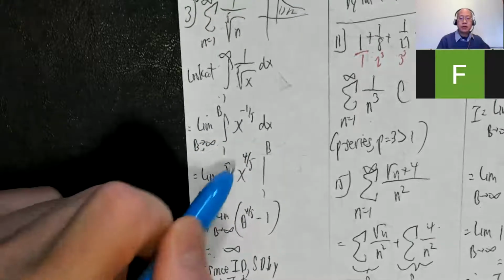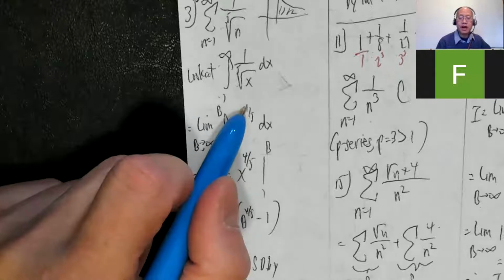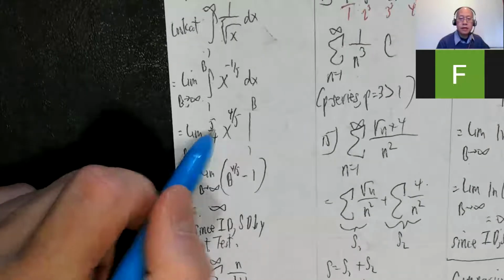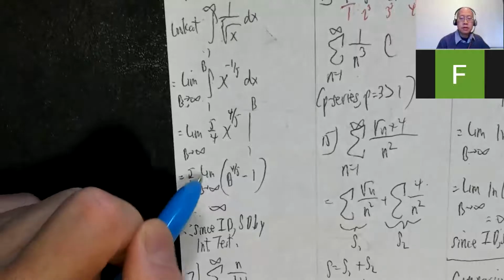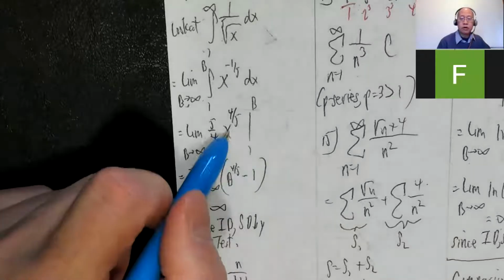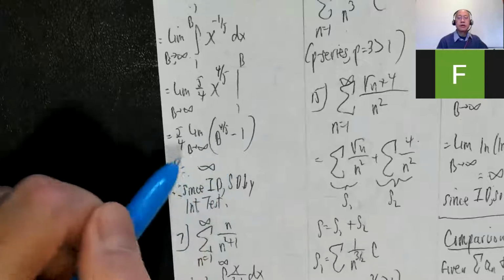All right, so limit as b goes to infinity. x to the 4/5 divided by 4/5 means times 5/4. Take out the 5/4. Limit as b goes to infinity. Plug in b, minus plug in 1. 1 raised to anything is 1.